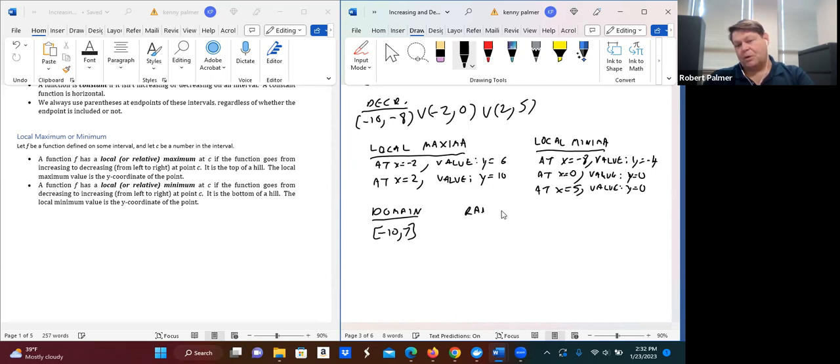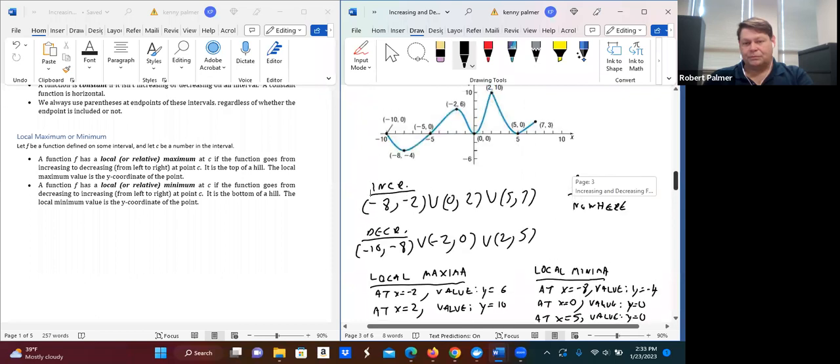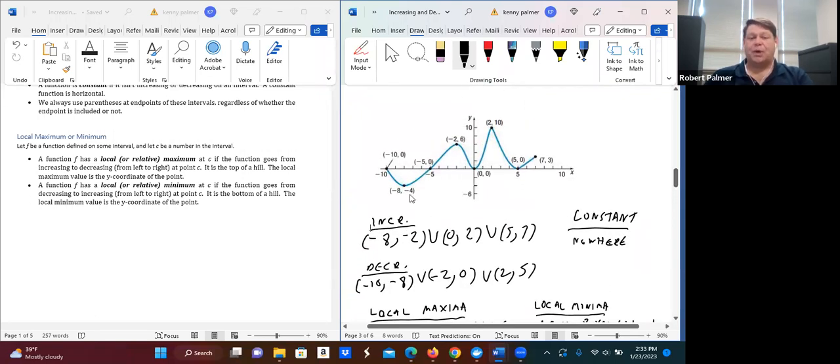And finally, the range. How far up and down do we go? Once again, it's continuous, so no gaps. Lowest point is -4 here, and the highest point is +10, and it covers every value in between. So from -4 to 10, and both those points are also included.